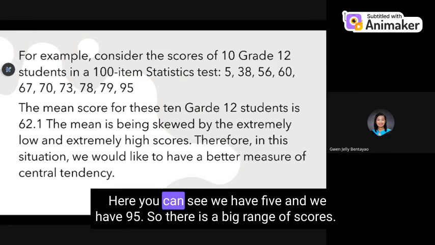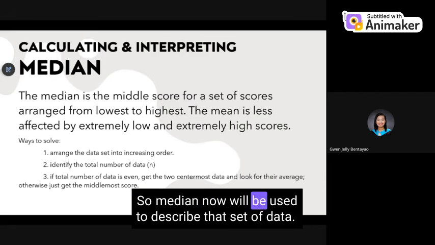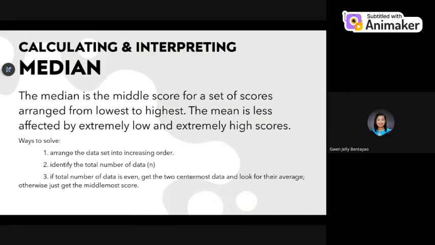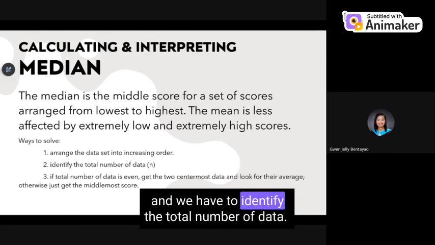Here you can see we have 5 and we have 95. So there is a big range of scores. The median will now be used to describe that set of data. But how do we get the median? For ungrouped data, we have to arrange it, and then we have to identify the total number of data.